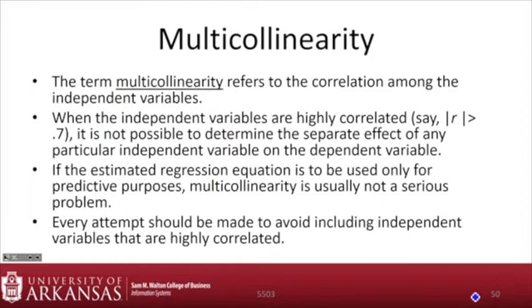Because if they're correlated with each other, now is the impact or the influence coming from this variable or is it coming from this variable? Or are we double counting an influence? Okay. So if two variables are highly correlated, here your book uses 0.7 as a high correlation, then we can't determine the separate effect of the independent variables on the dependent variable. Right? We don't know which one's making the influence.